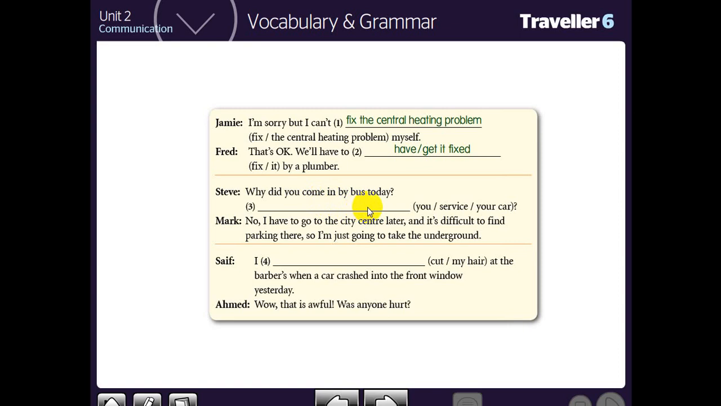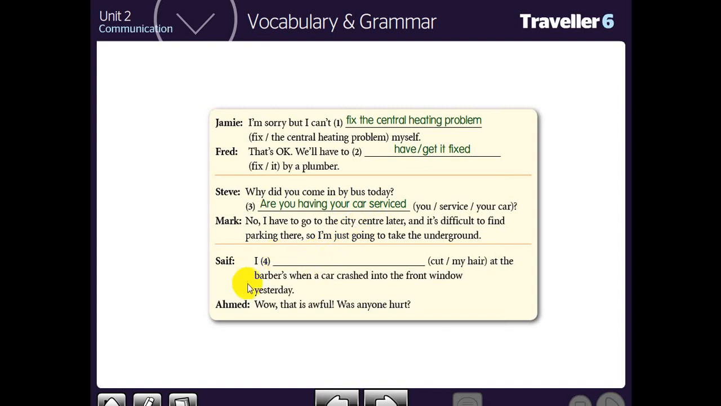Of course, I'm not a mechanic. I'm not the one who will service or repair my car. I'm not a mechanic, so there is someone else who will do it for me. So you must use a causative. Are you having your car serviced?